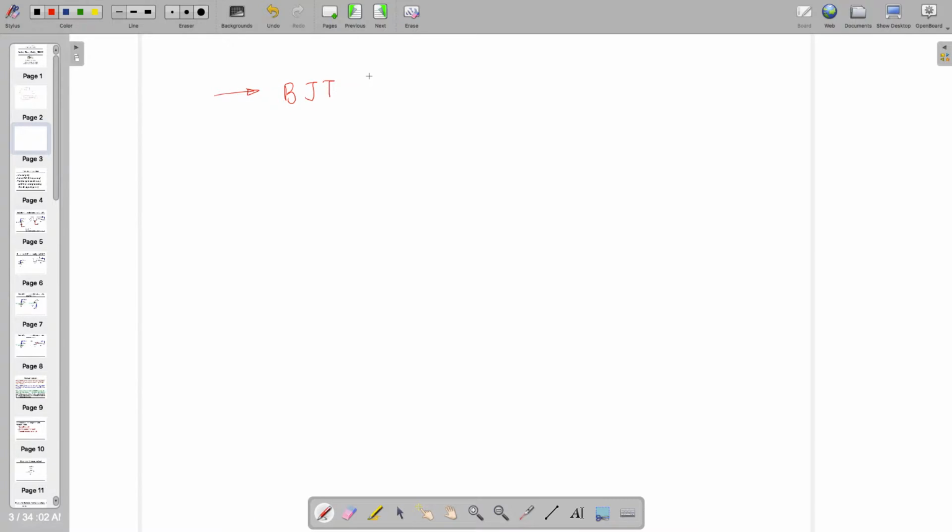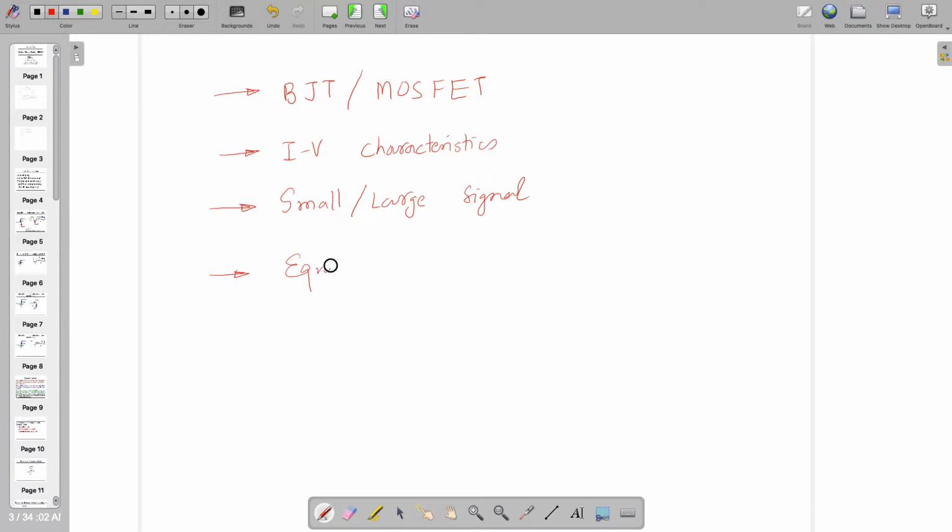So we studied the BJT and MOSFET structure, right? We know how they look. We also know the IV characteristic. We also understood what is small signal and large signal, and we also know the equivalent model, but that model was small signal, by the way. So we also know the small signal model of BJT.